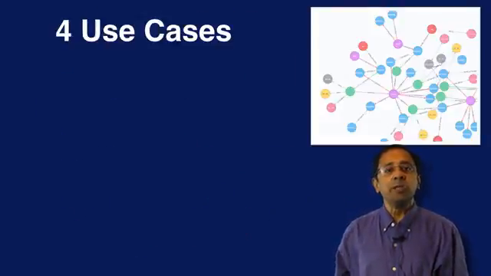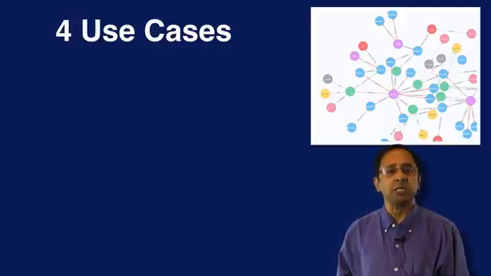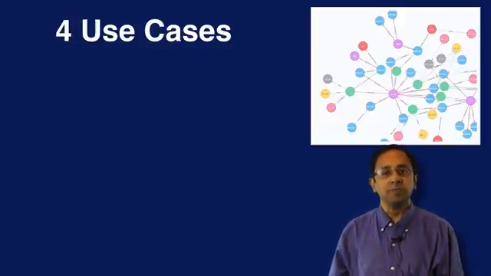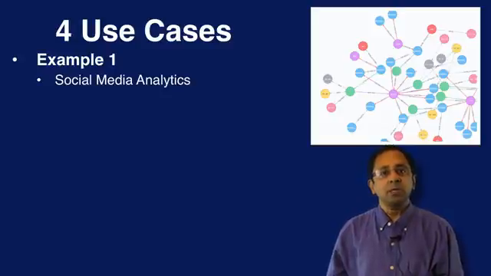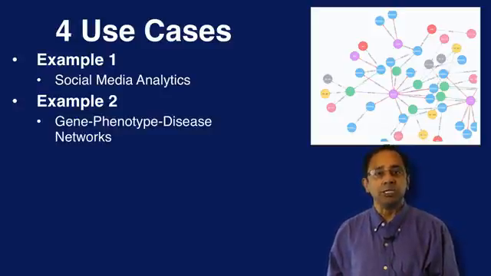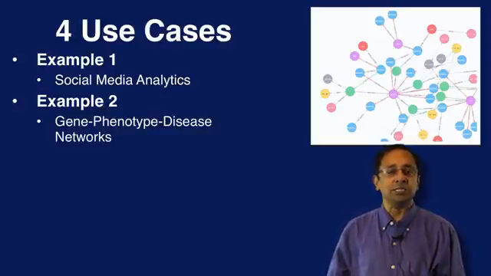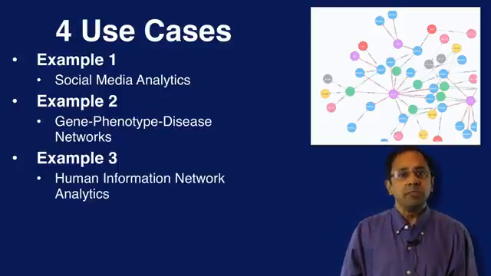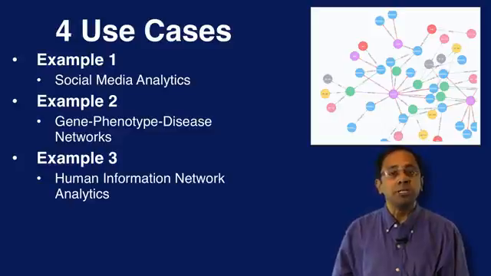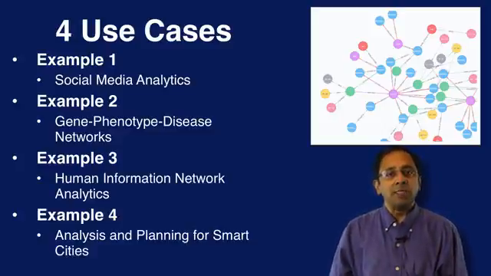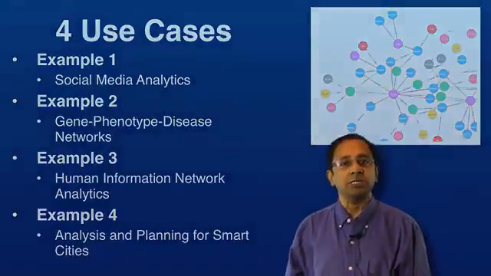Next, we will look at 4 specific use cases in 4 different disciplines. The first one will be on social media. The second one will be on biology, where we'll look at genes and diseases. The third one will be human information network, which means personal information. And the fourth one will be on smart cities. Let's go through these examples one by one.